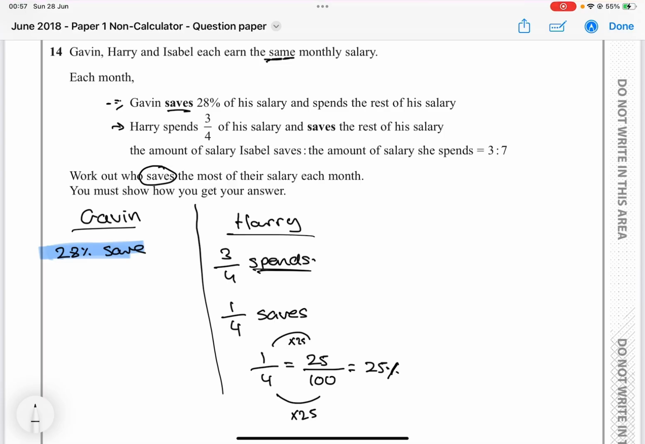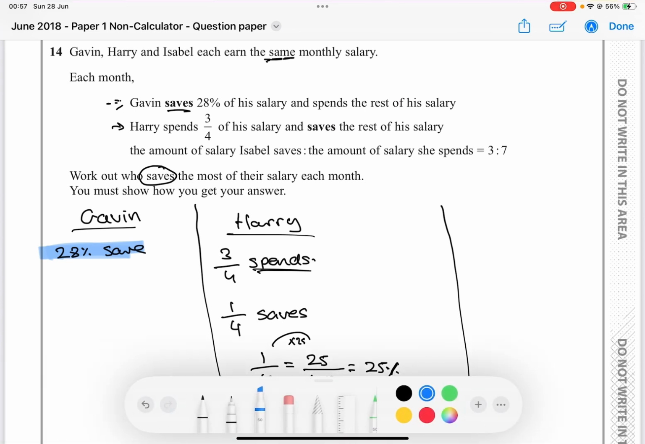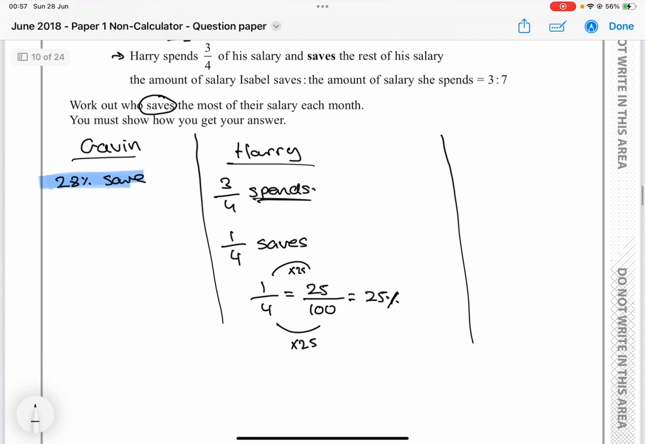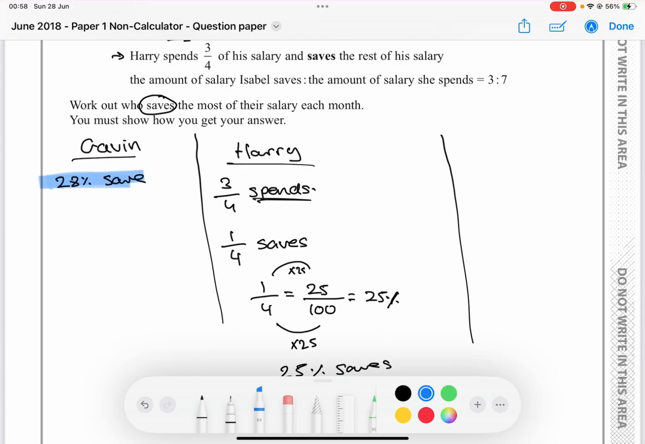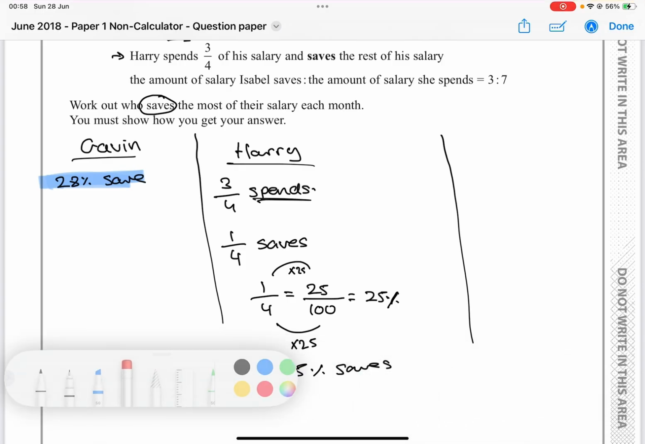1/4 as a percentage, you should know that it is 25%. But obviously in the exam, if you do not know, then you can just quickly convert it like this. All right. So there we go. We've got Harry as well. Let's actually just write it down. So 25% saves. There we go. So he saves 25%.